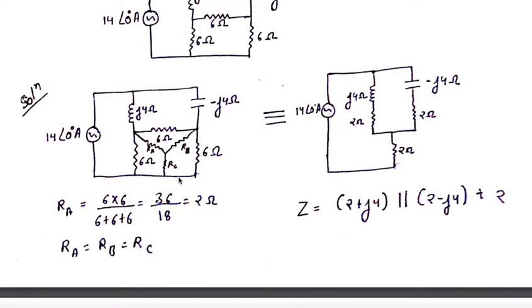RA is 6 cross 6. Now the good part is all resistances are of same magnitude. So it will be 6 cross 6 divided by 6 plus 6 plus 6. So 2 ohm. So all RA, RB, RC is of 2 ohm. It saves our time that we don't have to calculate each and every resistance. Just one time we have to calculate and all will be equal to it.